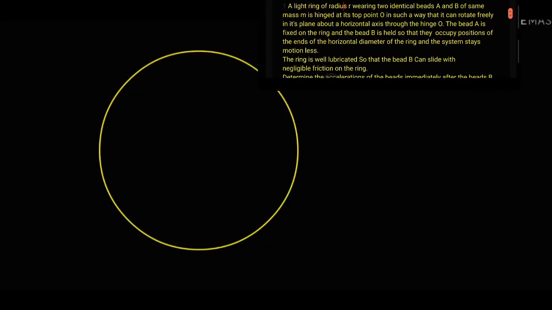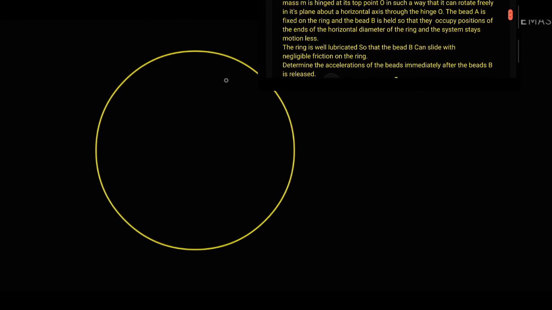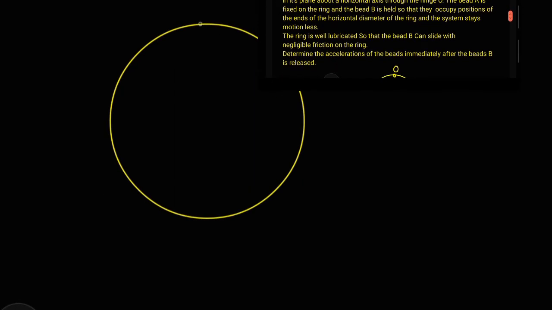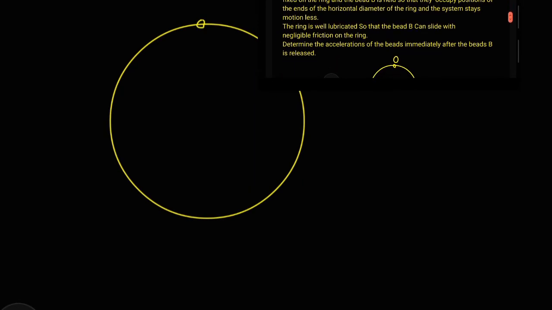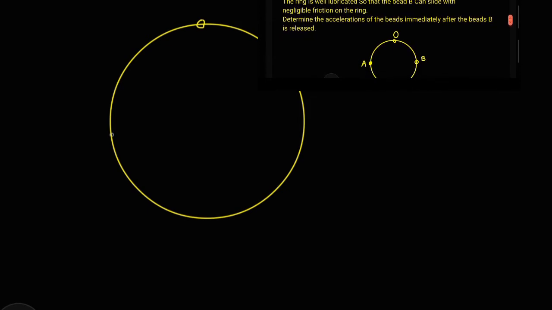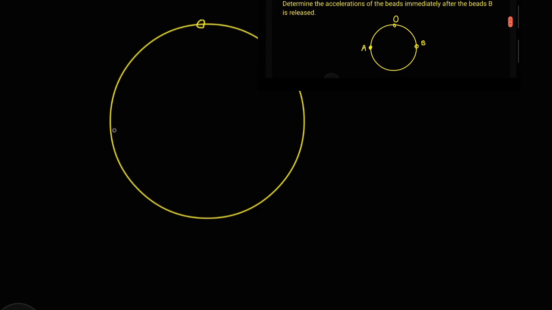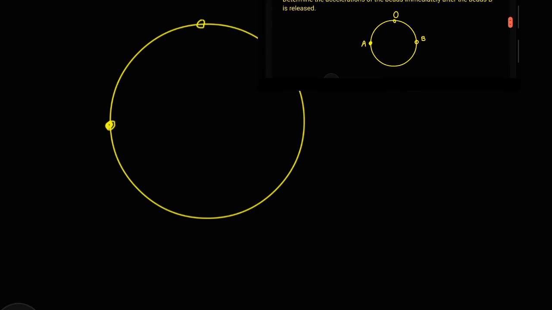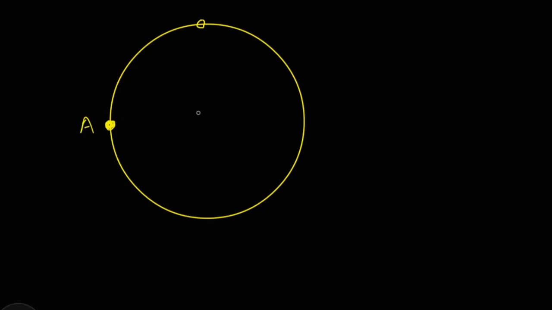Now in this question, there is a ring, it's a light ring, and it is hinged at the top point. And there are two beads, A and B. A is fixed to the ring, this is welded with the ring, while this B can slide in the ring without friction. Both the beads have the same mass, and the system is released.